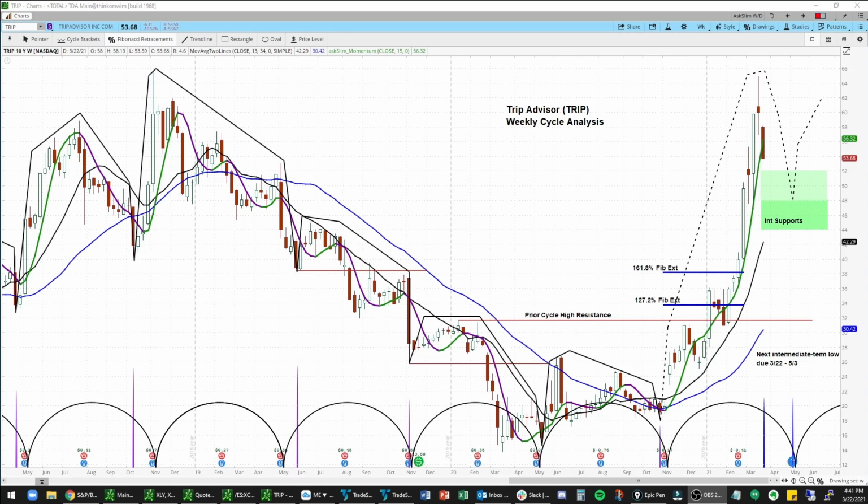We're going to walk through the weekly and daily cycle analysis for TripAdvisor, symbol TRIP. One of our level 4 members asked for this chart this morning. I thought it was pretty interesting, and I wanted to share it with you guys on YouTube here.